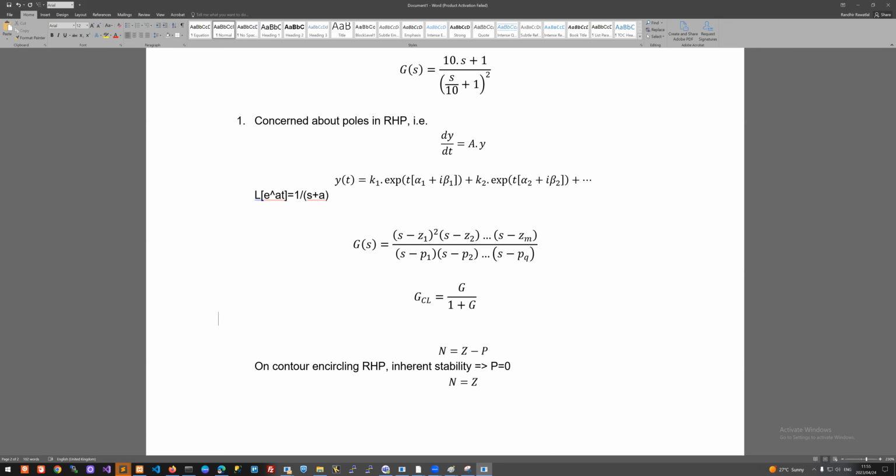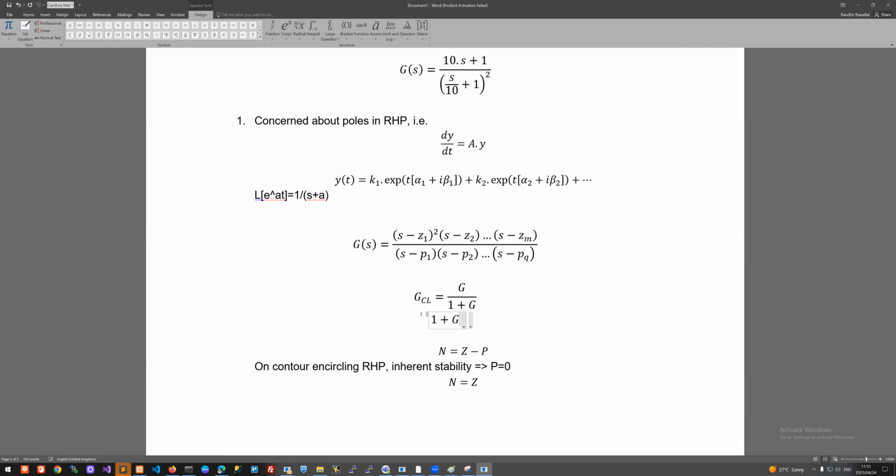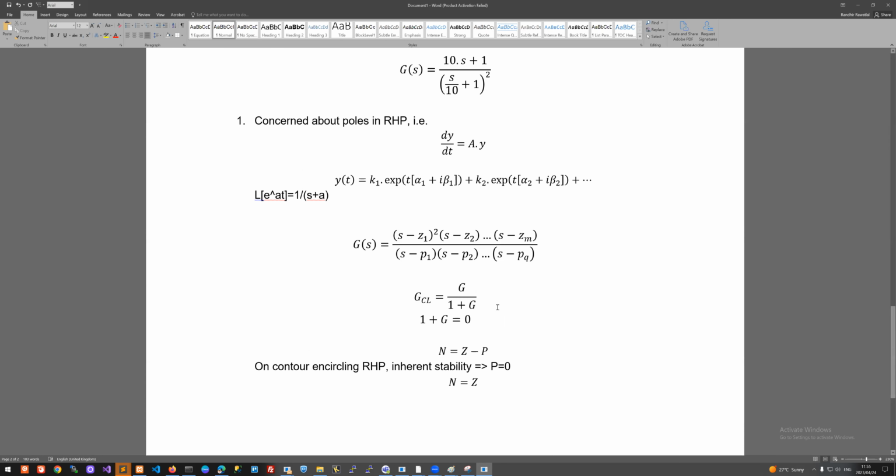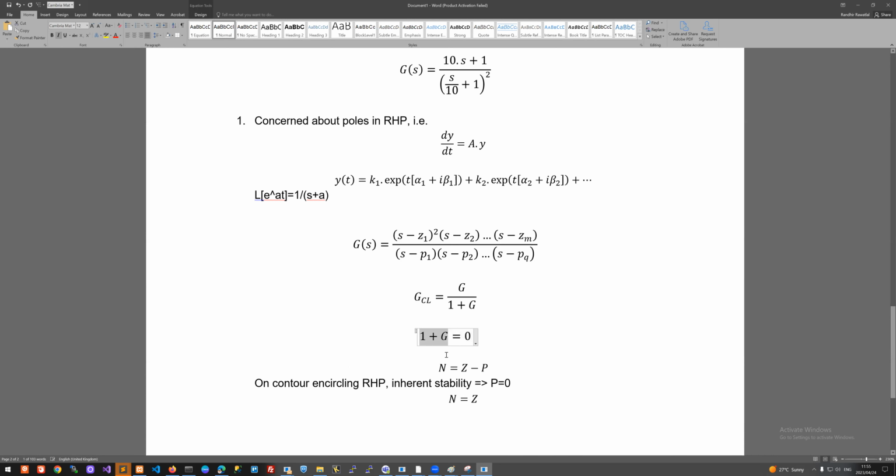So 1 plus G equals 0. We are interested in this function having a 0 in the right-hand plane. If there is any 0, so we already know there are no poles. We've already said G itself can't have any poles in the right-hand plane, so this part is out. We're left with just this. So we want to know if this function has any zeros in the right-hand plane, because if it does, that's going to contribute a pole to the right-hand plane of the closed loop function.